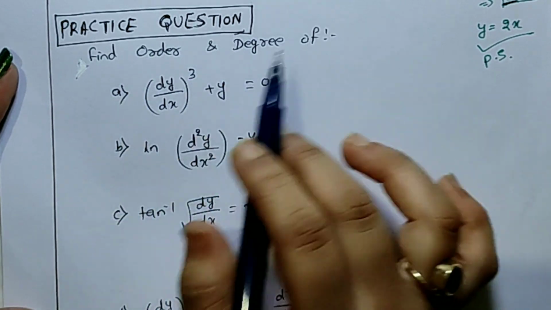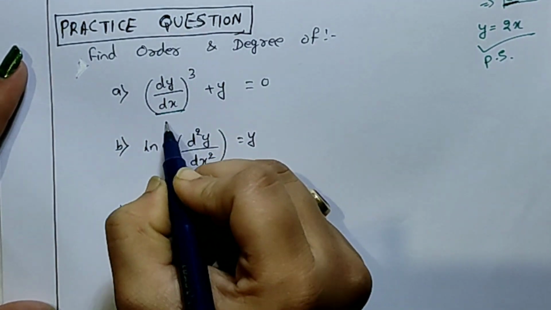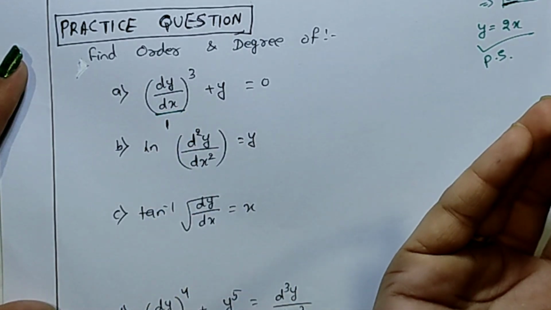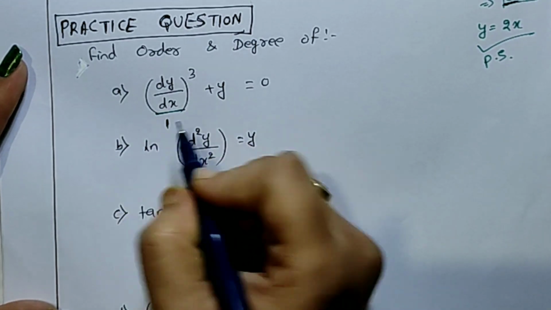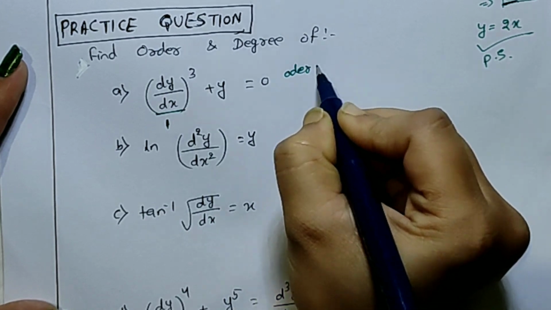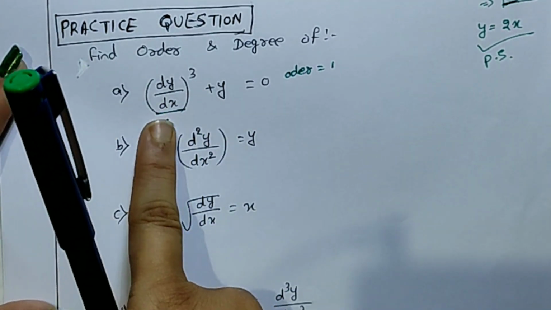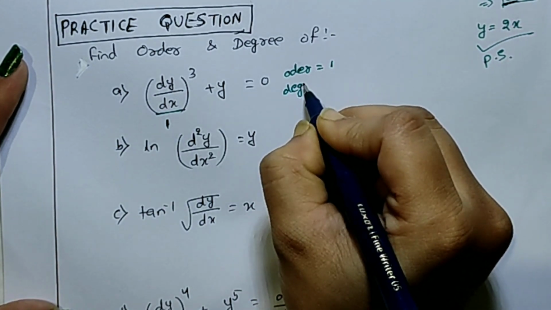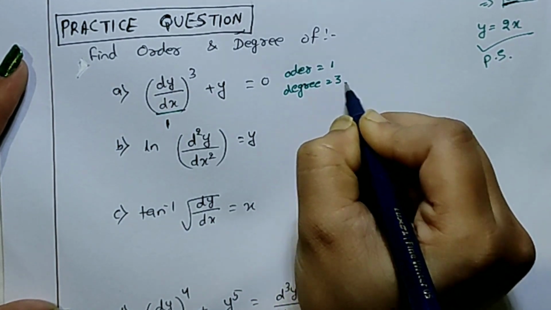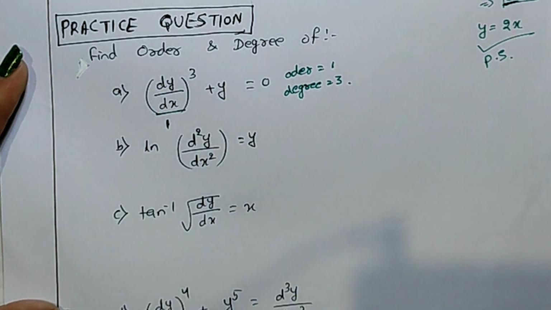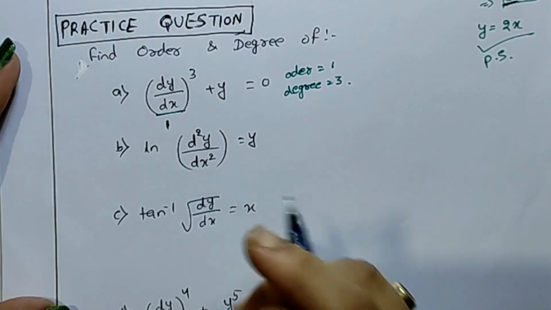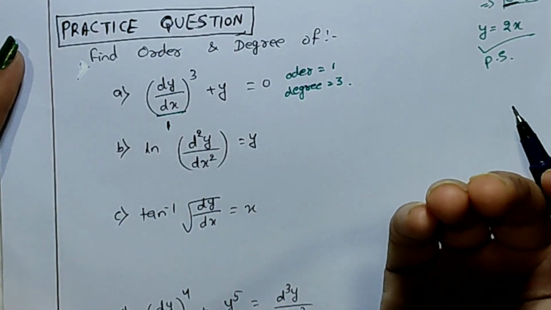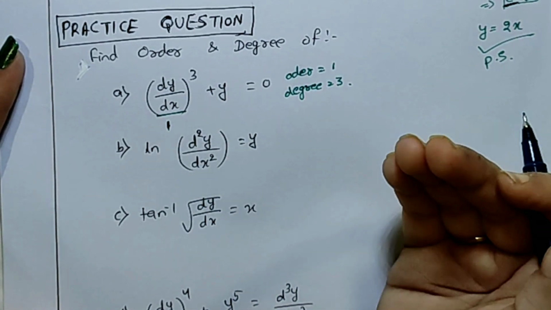Find the order and degree of the equation. This is order 1. I don't have any other derivative terms, so I can write order is 1, and the power of the term which determines the order is called the degree. So degree is 3. Clear? Now I can only find the order and degree of a differential equation if it is free from radicals.